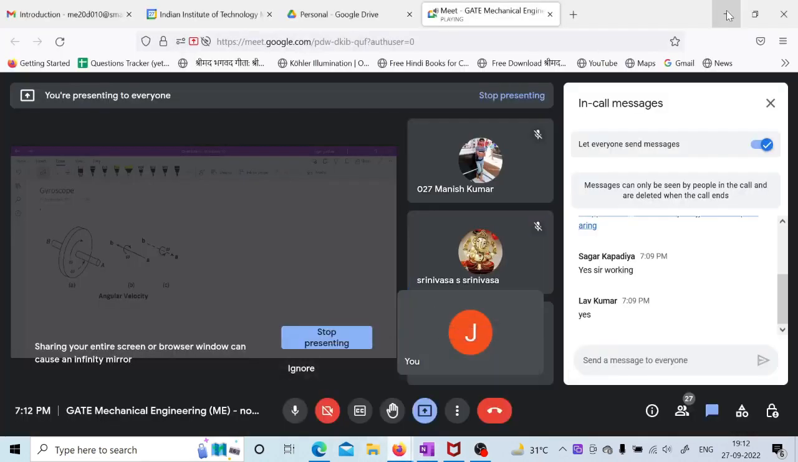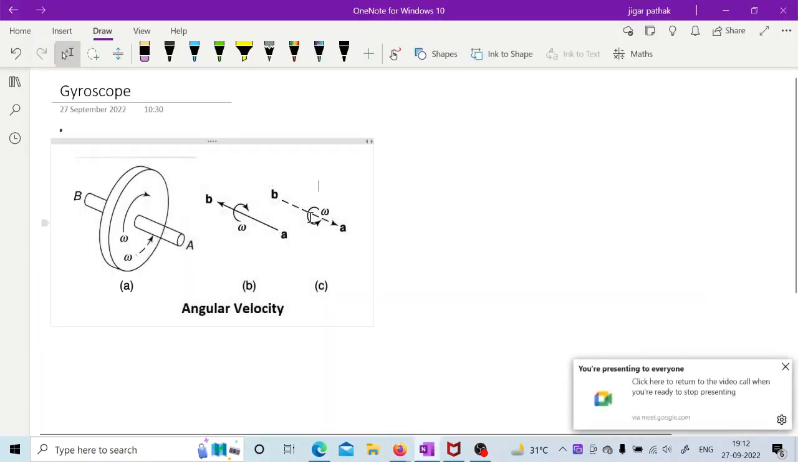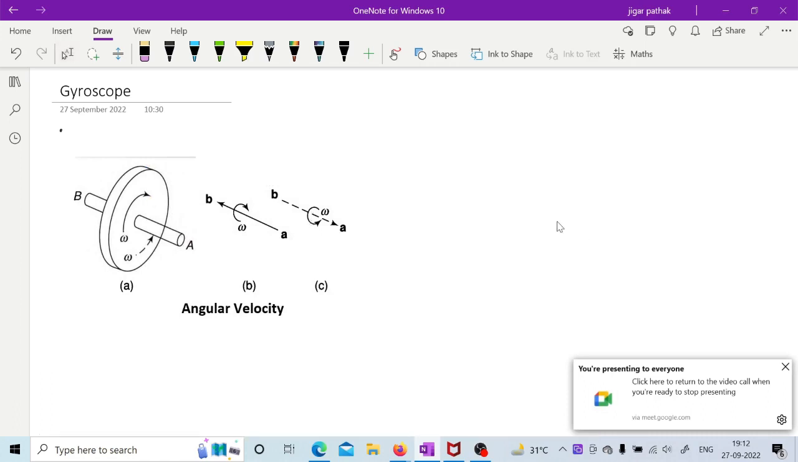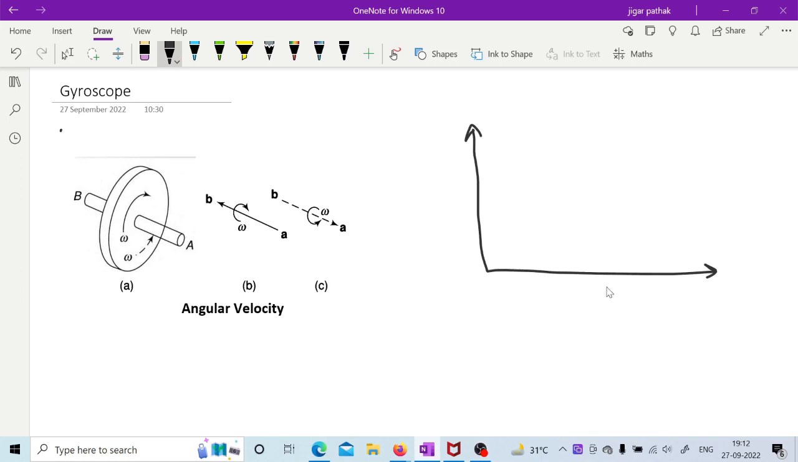So today we will start with gyroscope, right? Gyroscope has come from the gyroscopic effect. We will see what the gyroscopic effect is. The gyroscopic effect will come into picture whenever you have any rotating element. Suppose this is a disc, rotating about, let us say, the x-axis. Let us say this is the y-axis.